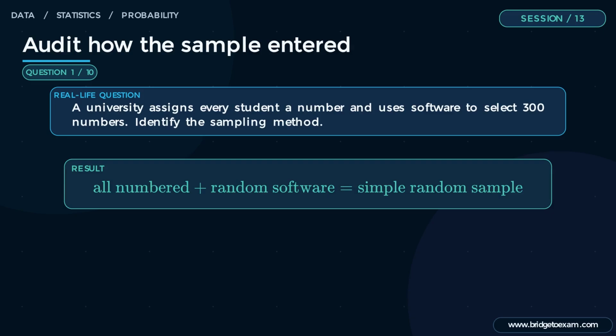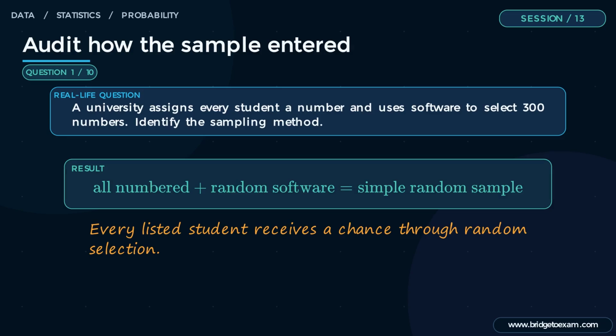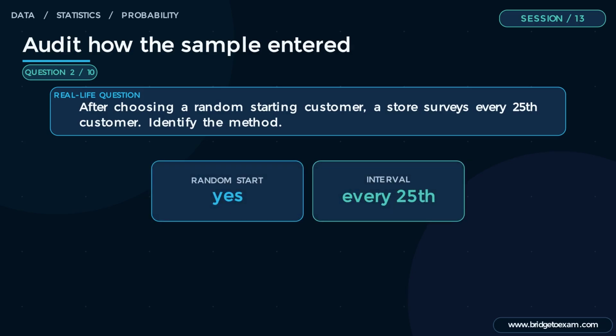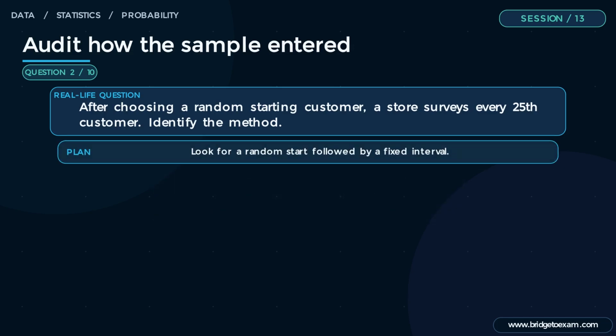Quick check. A valid implementation must not omit students from the numbered list. This matters in real life because universities use random samples to estimate student needs without surveying the entire campus. Example 2. After choosing a random starting customer, a store surveys every 25th customer. Identify the method. Plan. Look for a random start followed by a fixed interval.